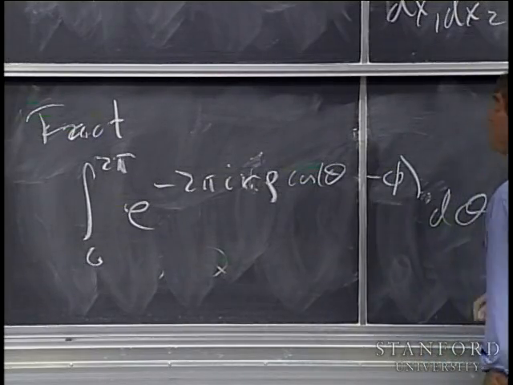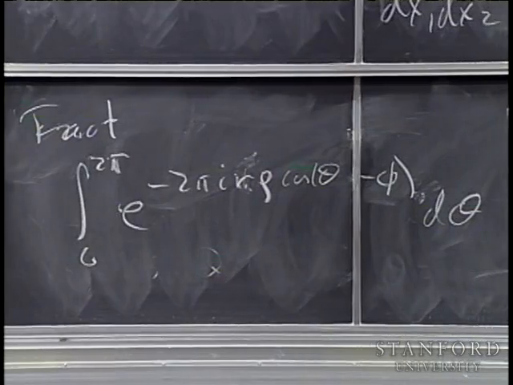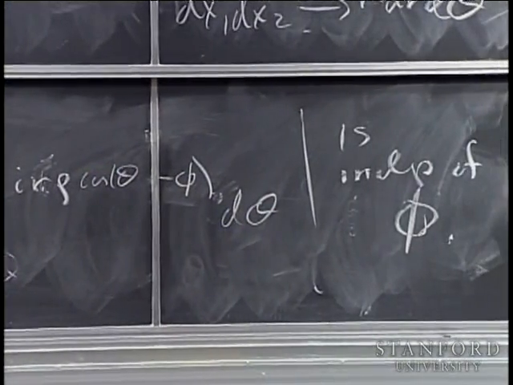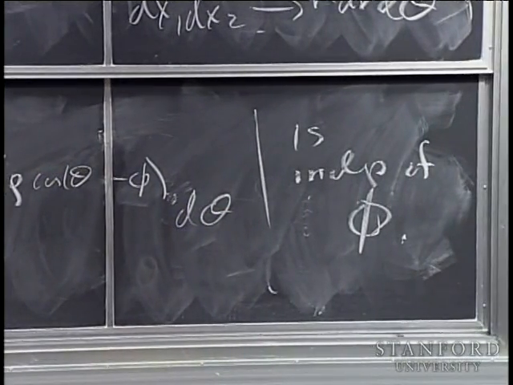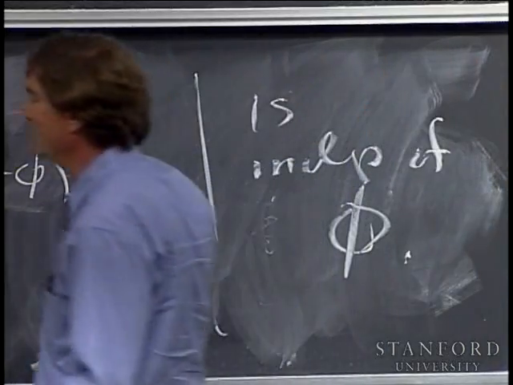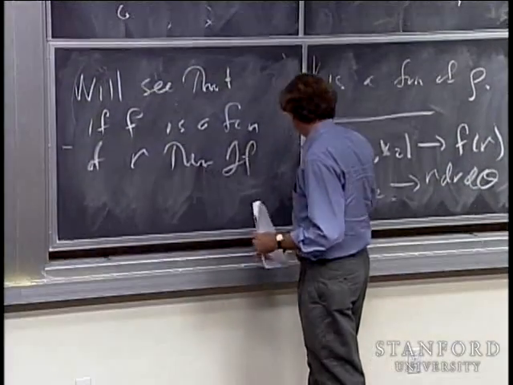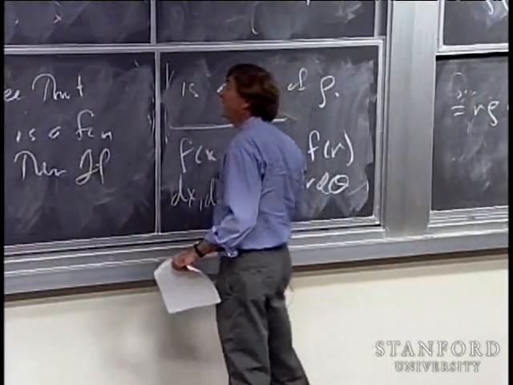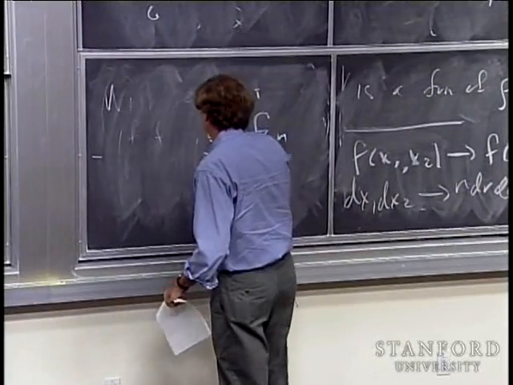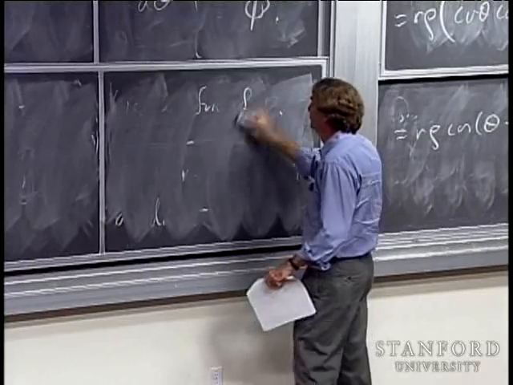That's a fact that you can check. You can look in the notes. I'm not going to verify that. It's not hard to verify, but it's one of these things you have to look at and you have to know. If you didn't know that, you wouldn't be able to make any progress as we're about to. To say that that's independent of phi means that in fact that integral is the same as if phi were not there.